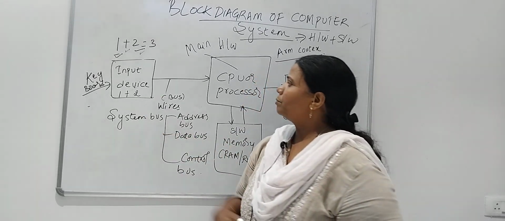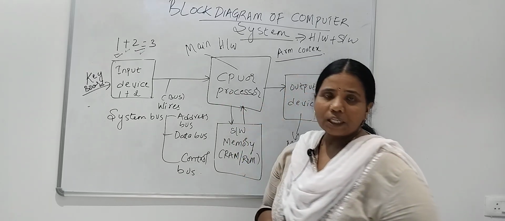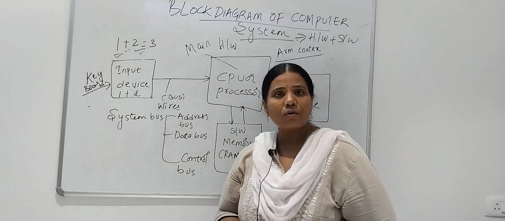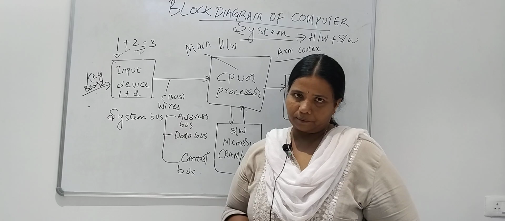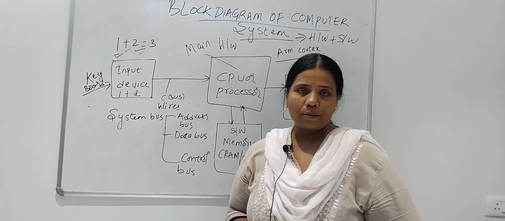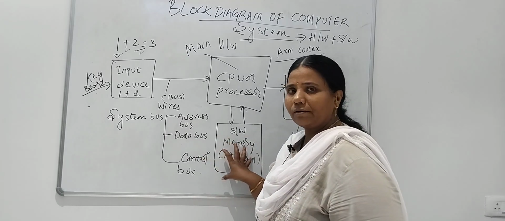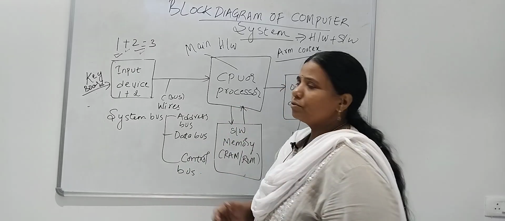So once the input is given, to which hardware does it go? The CPU. CPU stands for what? Central processing unit. Okay, this is the brain. Just as the human body has a brain, in the same way your calculator and computer system have this CPU.